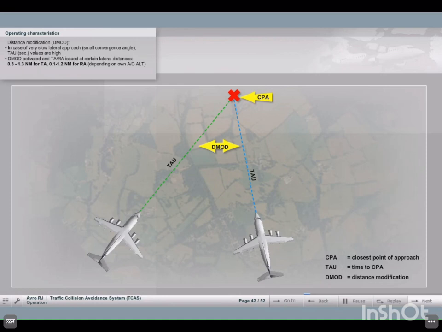Another feature of Tcas is DMOD, distance modification. Should two aircraft approach each other very slowly due to a small lateral convergence angle, the TAU value is high because the CPA is far away, as you can see in this example. In that case, DMOD is activated, and depending on the horizontal distance, a TA or RA is issued. For TAs, the DMOD values lie between 0.3 and 1.3 nautical miles, and for RAs between 0.1 and 1.2 nautical miles. Both depend on the own aircraft altitude.